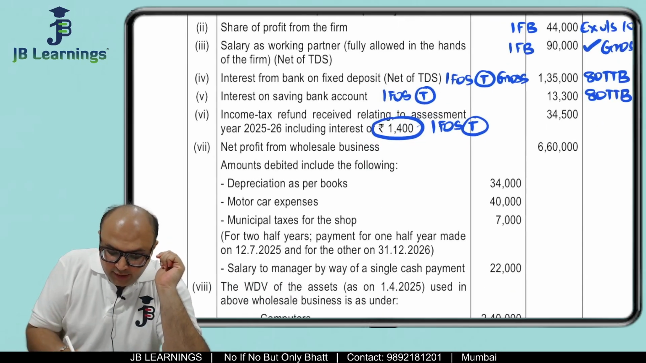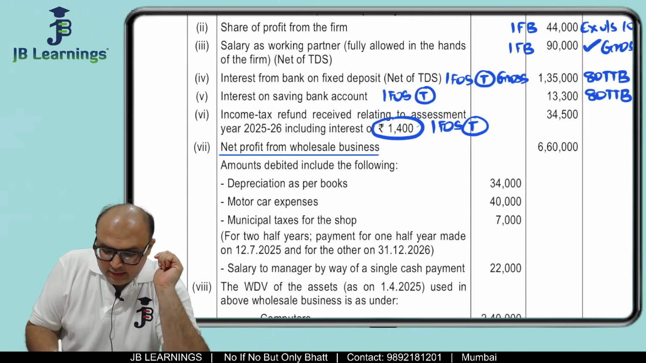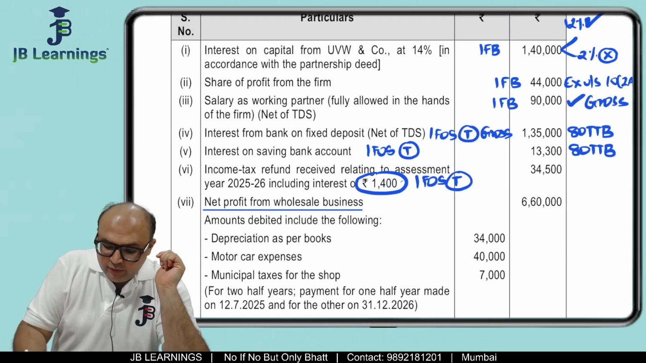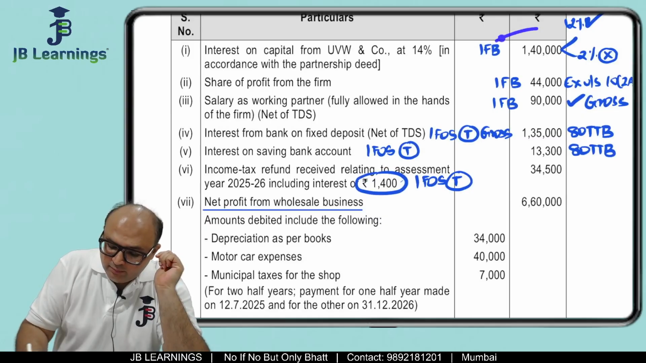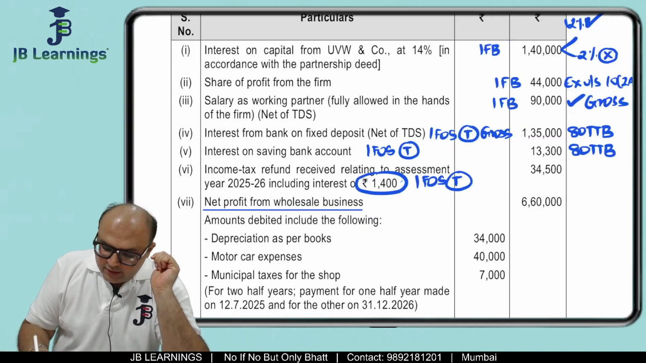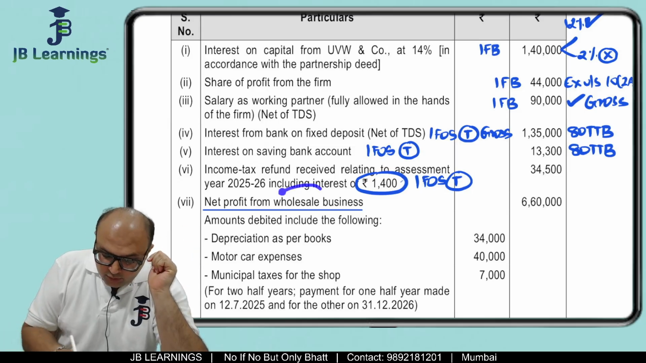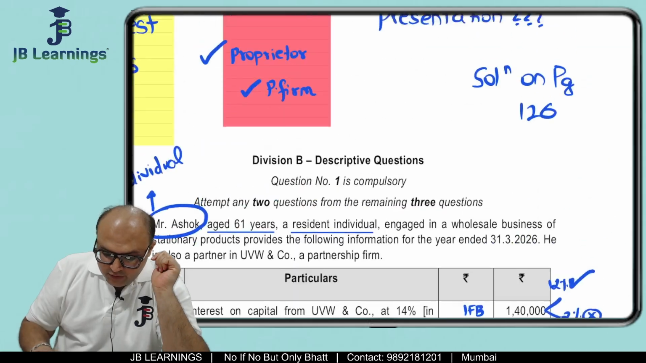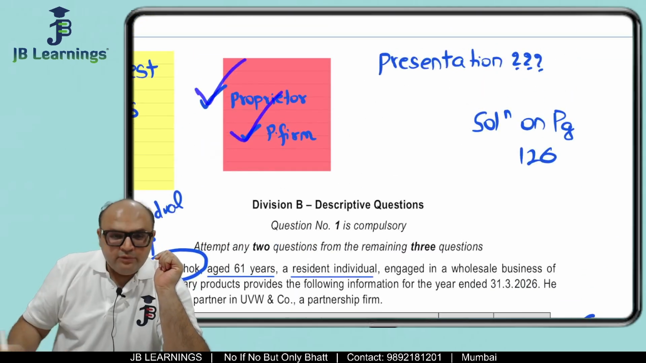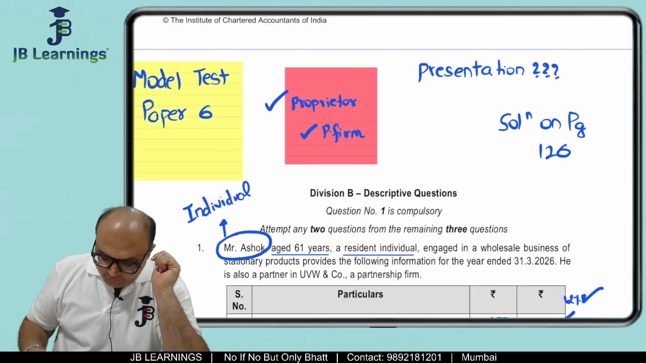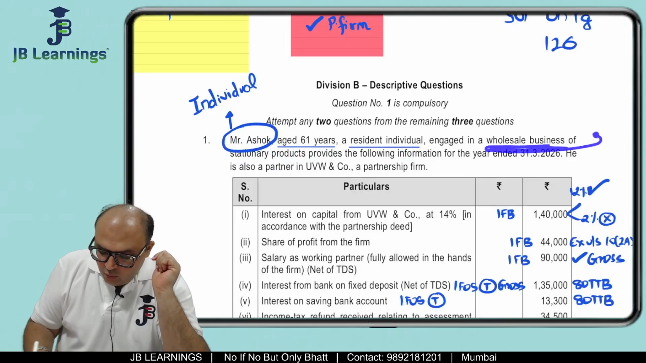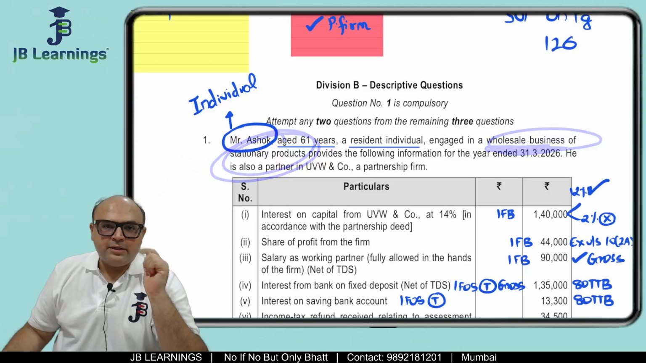Now see, they have given net profit from wholesale business. So till now we were talking about his income from the partnership firm. Then there were some details about income from other sources, Chapter VI-A, etcetera. Now they have suddenly started giving information about the wholesale business. See, I was telling you this person is having two businesses. One as a proprietor, one as a partnership firm. So in the first line, it is written wholesale business of stationery products, right?